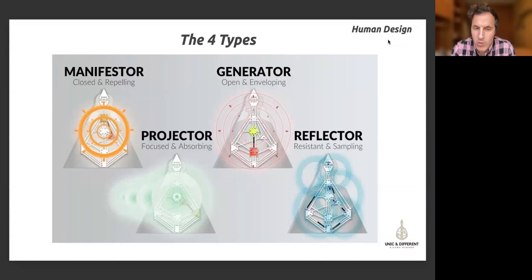Okay. When we know that, it's more general information, then we have more detailed information. But these already can give us a lot of information about how we can deal with things, how we can move in this life. The four types are quite different in terms of characteristics. It's said that even the energy works quite differently in terms of the aura, the energetic part of the person. As it says here, for example, a manifestor has a more closed or repelling aura, whereas a generator's aura is more open and enveloping. The projector is more focused and absorbing, more penetrating. And the reflector has a resistant or sampling aura.